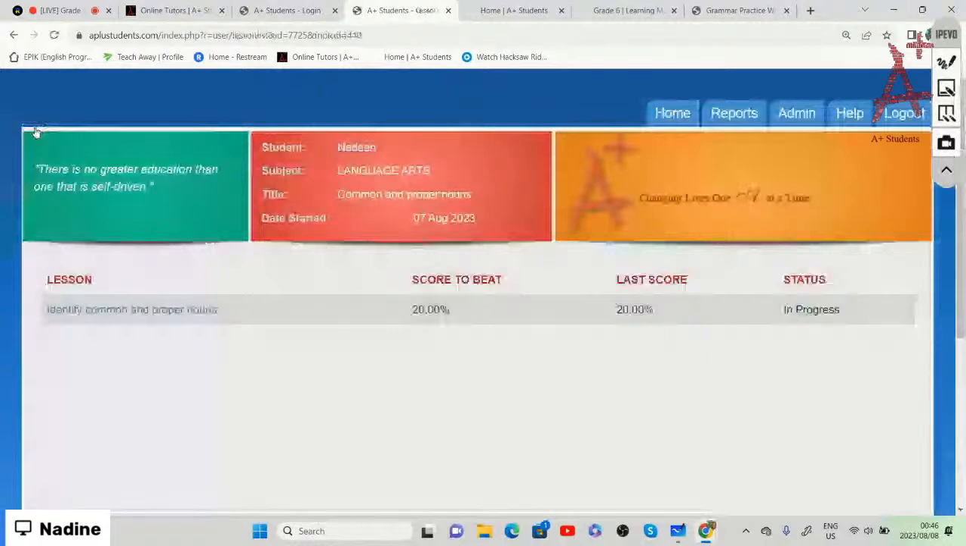So this is now the end of our lesson on common and proper nouns. We said common nouns name general persons, places, things or ideas, even animals. Whereas a proper noun mentions a specific person, place, thing, or idea, and we always need to capitalize it, whether it is at the beginning, the middle, or the end of the sentence.